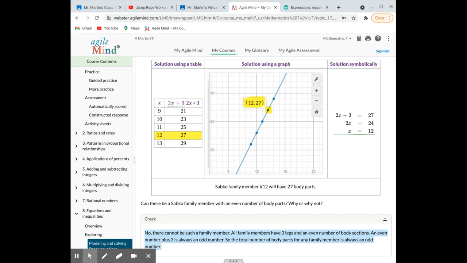No, there cannot be such a family member. All family members have 3 legs and an even number of body sections. So an even number plus 3 will always be an odd number. So the total number of body parts for any family member is always an odd number. Now, we looked at it a little bit differently than they did, but in both cases, what do you always end up with? An odd number. Good.